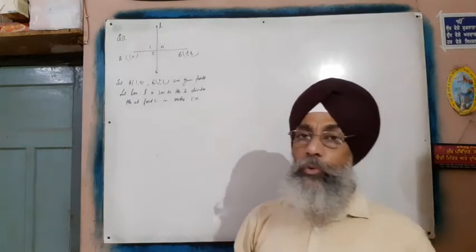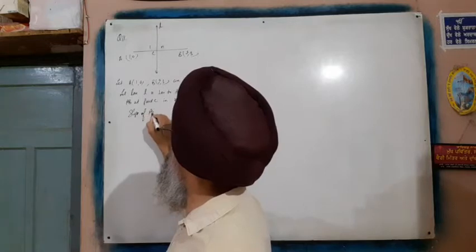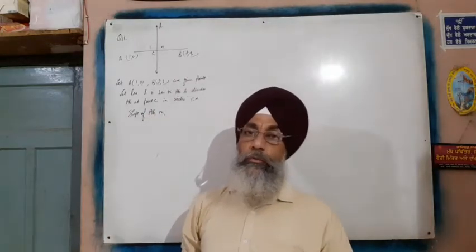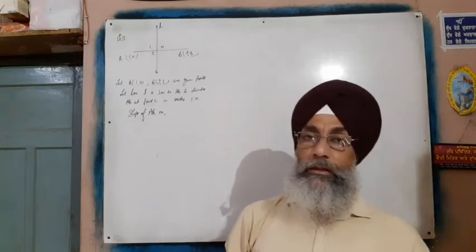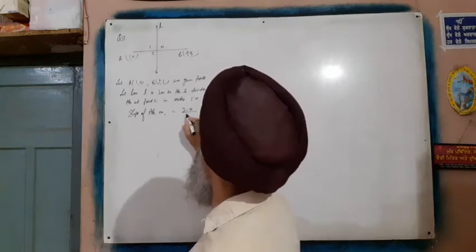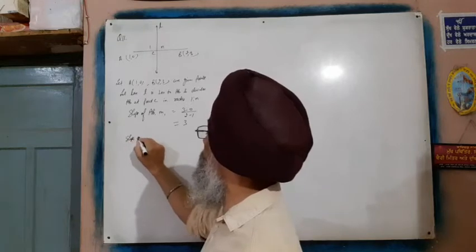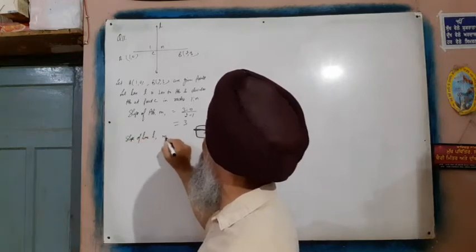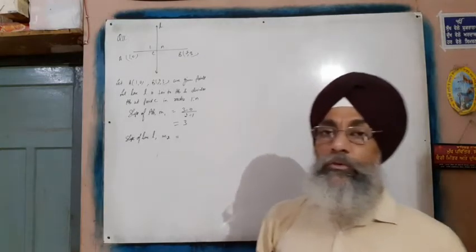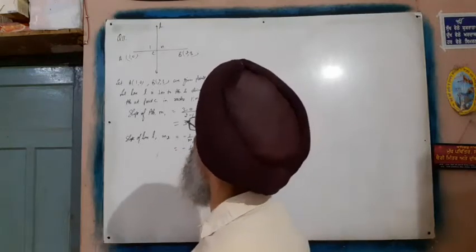First of all, we find the slope of AB, call it M1. Here we have 2 points, so to find the slope we apply the two-point formula: y2 minus y1 upon x2 minus x1, which becomes 3 minus 0 upon 2 minus 1, it's 3. Now the slope of line L, say M2. If two lines are perpendicular, then the product of their slopes is -1, so M2 becomes -1 upon M1, it's -1 upon 3.